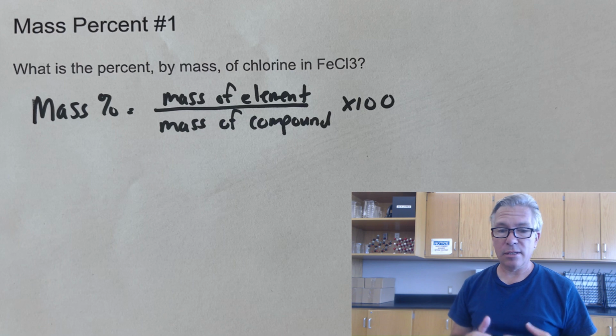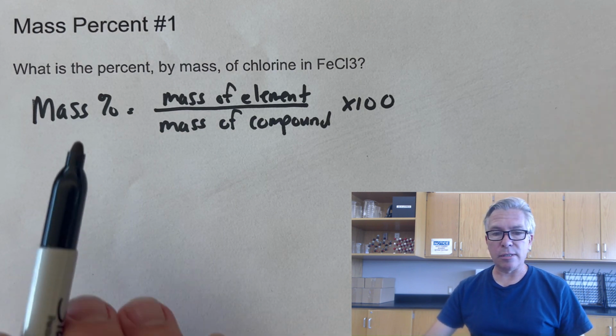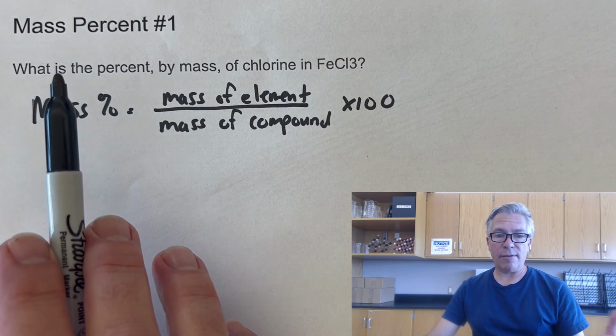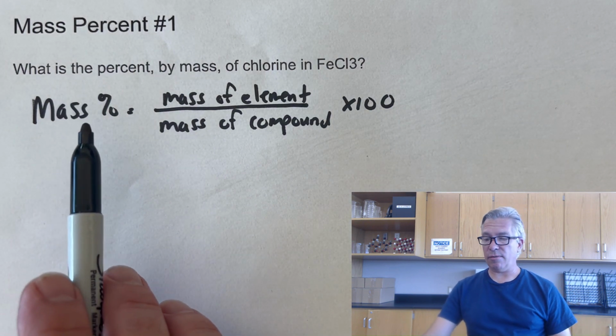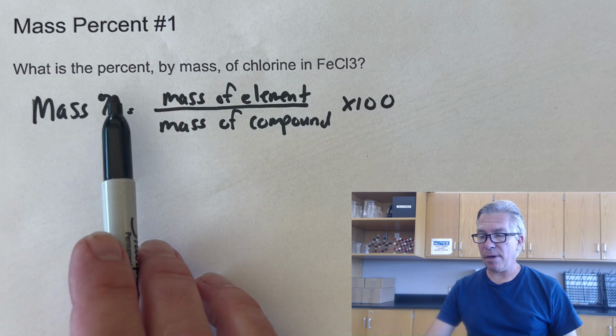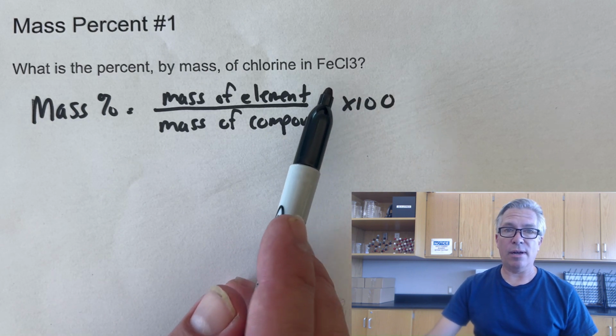Today we are continuing our use of moles and molar masses, but this time we're going to be calculating a mass percent. I'll do one, and of course, you'll have a pause the video moment to do one for yourself as well. So let's start with this question. What is the percent by mass of chlorine in a compound iron 3 chloride, or FeCl3?